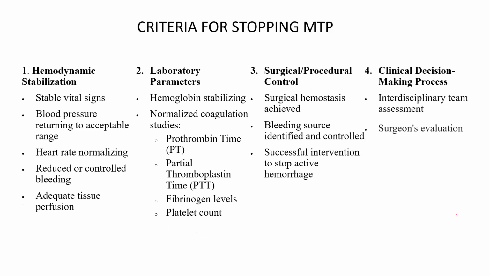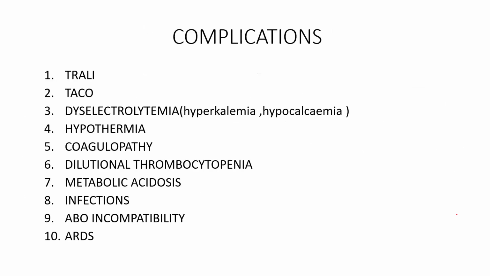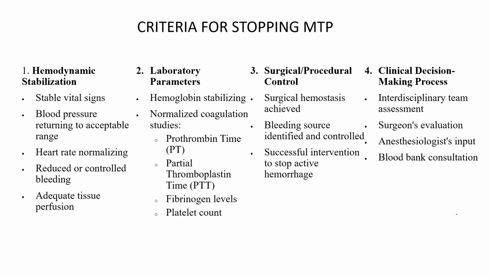Based on this, you can have an interdisciplinary assessment and the surgeon's reevaluation so that the definitive surgery can happen within a span of the next 24 to 48 hours. When you've done all of this, you have to document and inform the blood bank officer that you are terminating MTP. Usually we forget that. That is the major thing that we need to remember. We need to terminate MTP by calling back the lab, telling them that the patient has stabilized and we no longer require blood products.